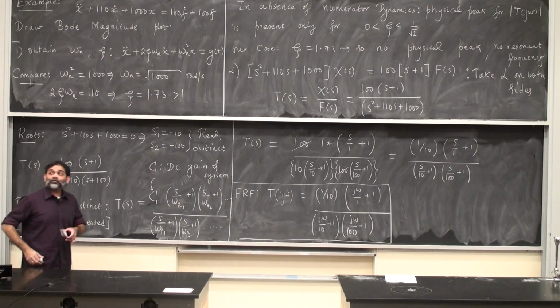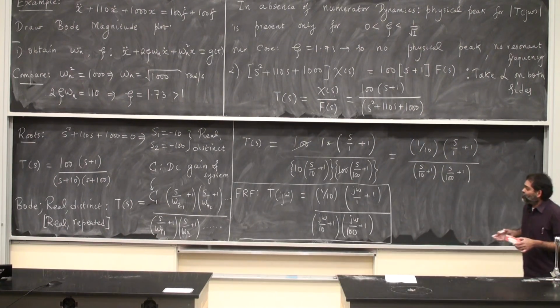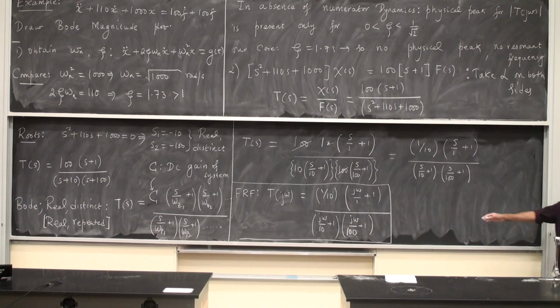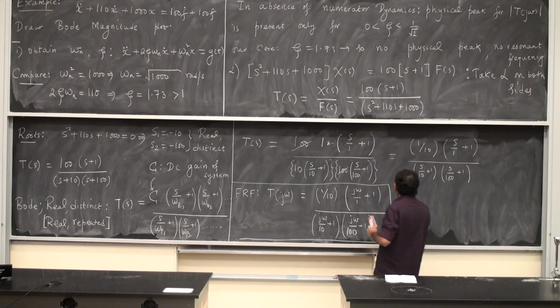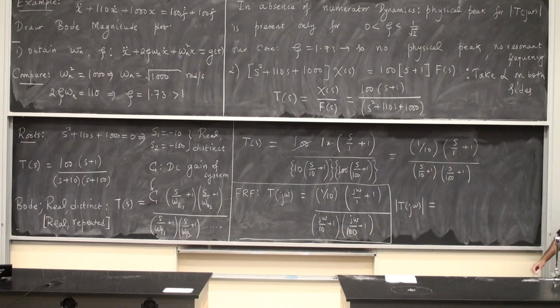We are drawing the Bode magnitude plots, which means that I need to take the magnitude of the frequency response function. I'm going to do it in two locations. I'm going to do one here. I have to rewrite it again, so you don't need to write it twice. So magnitude of T of j omega is nothing but the magnitude of the numerator divided by the magnitude of the denominator, right?